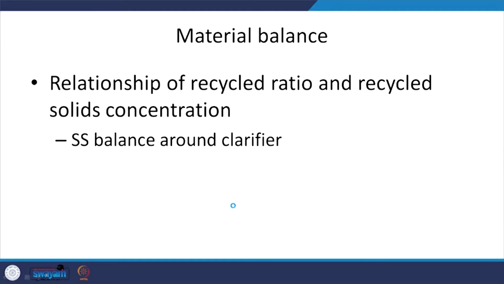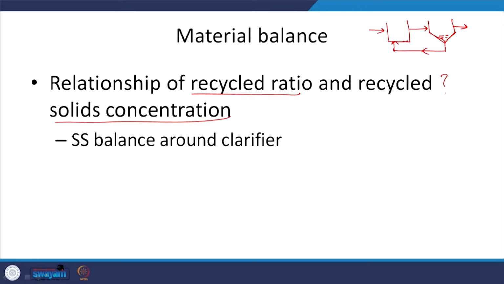So, one more mass balance relationship, I believe this is the last one. We are going to apply the material balance, right, and we are going to try to look at the relationship of the recycle ratio and the recycled solids concentration. Why is this important? We have our activated sludge process out here, fine, and we know that there are two aspects, one is the aeration and one is this particular secondary settling tank or secondary clarifier where the sludge is settling down, and thus comes out like this.